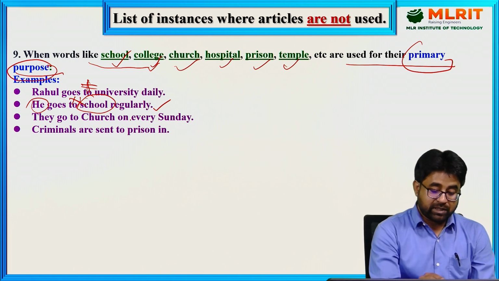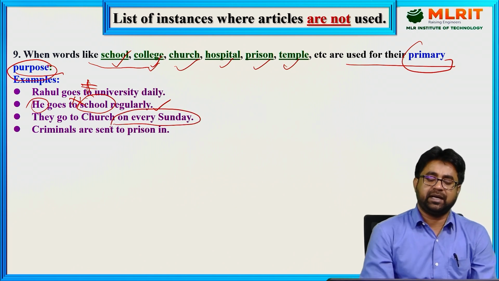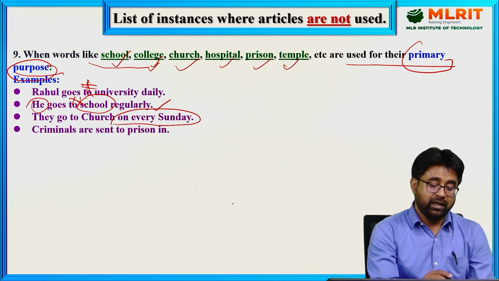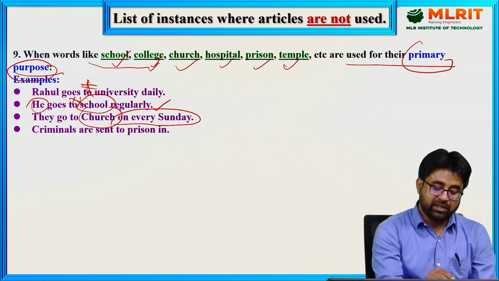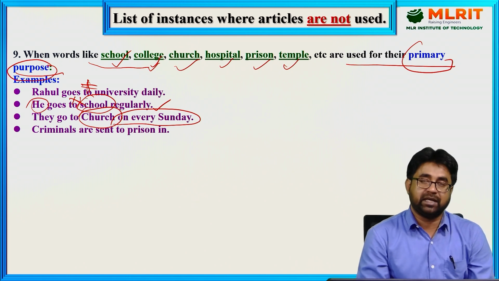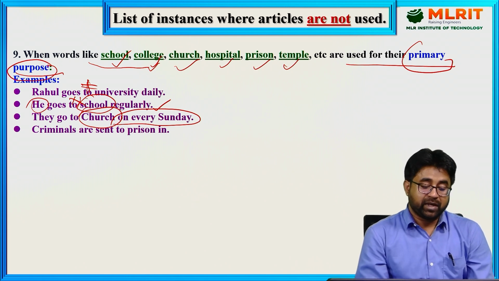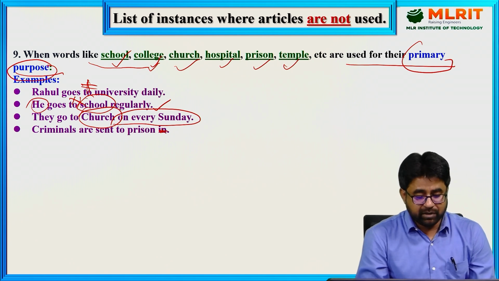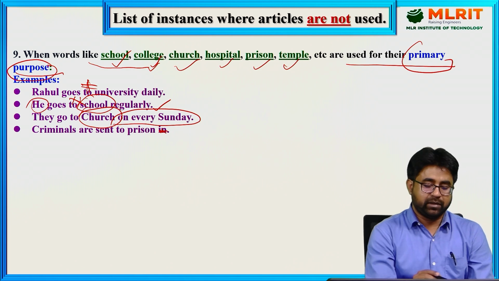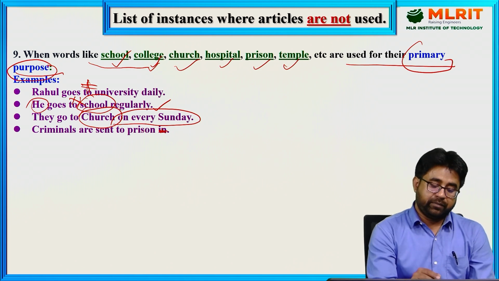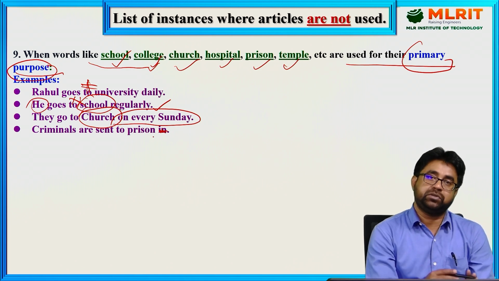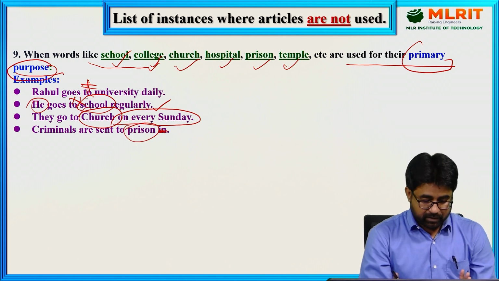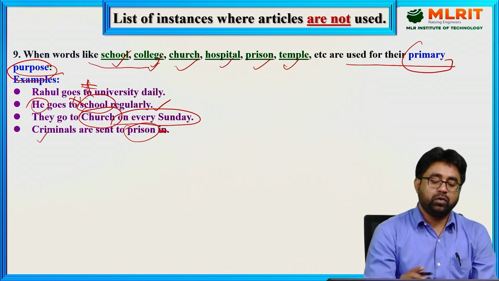They go to church on every Sunday. Now you all know the context. On every Sunday, if someone is going to church, that means obviously they are going for praying, right? So church here also is being used for the primary purpose, and that's why no article is being used. Criminals are sent to prison. So in should not be there. Criminals are sent to prison. I'm not saying to the prison, because obviously, you can see the purpose of the prison is to hold the criminals, right? So here the word prison is being used for the primary purpose, and that's why no article is being used.